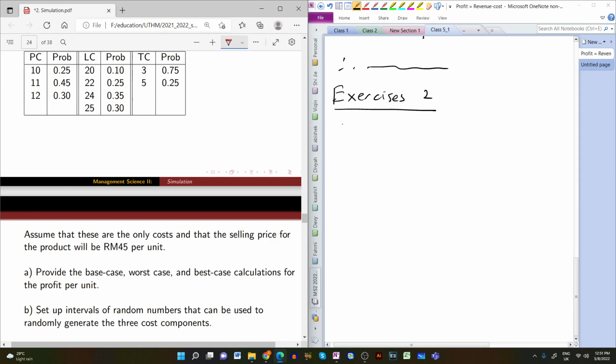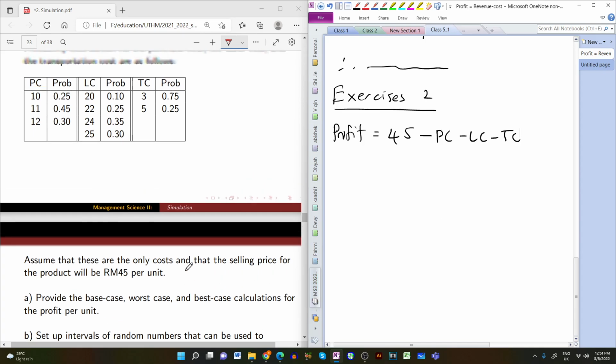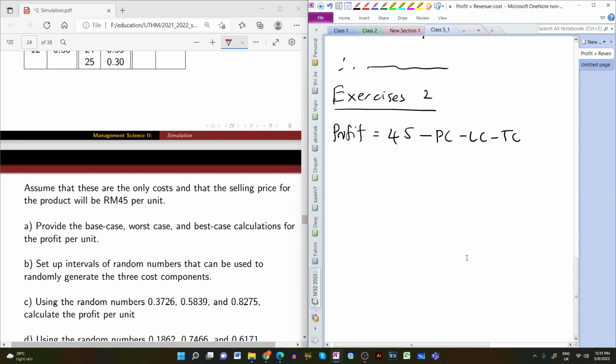First of all, the profit formula is this. Selling price, which is 45 per unit, 1 unit. So you don't need to multiply with X here. They only ask for per unit. Minus the part cost, minus the labor cost, minus the transportation cost. They want the base case scenario.